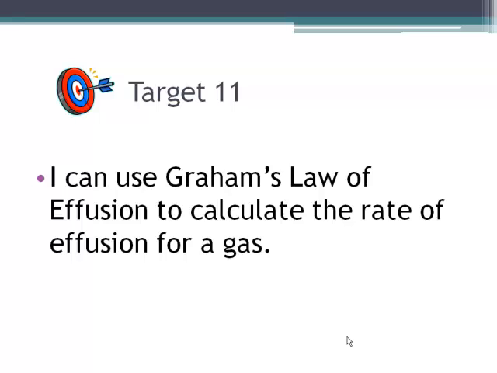Thomas Graham helped us understand gases even further when he quantified their rates of effusion. Effusion. That's a word you'll come to understand in this chapter, and you'll also learn how it relates to the property of diffusion.